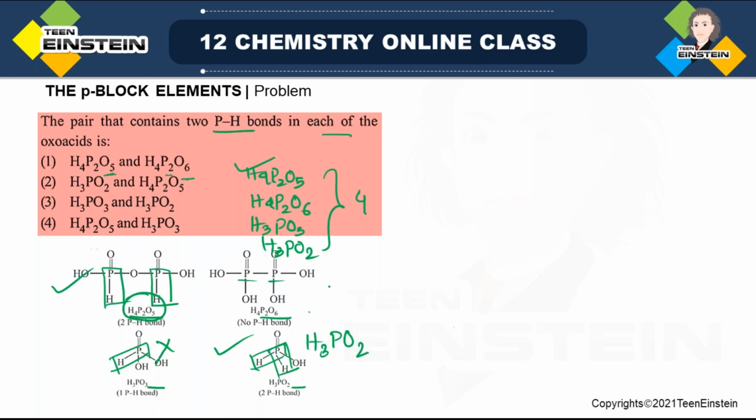H4P2O5 and H3PO2. So can you tell me which option will be correct where both these molecules are present? These 2 oxoacids are present in which option? Four options are there.